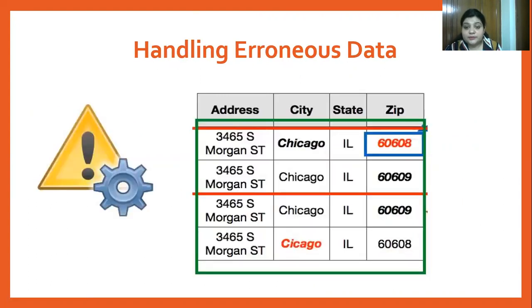Next is erroneous data. Let's say the zip code of Chicago city is 60609, but we have entered at two places that it is 60608. So this data is erroneous as it does not exist. So we need to check this data and we need to update the values.